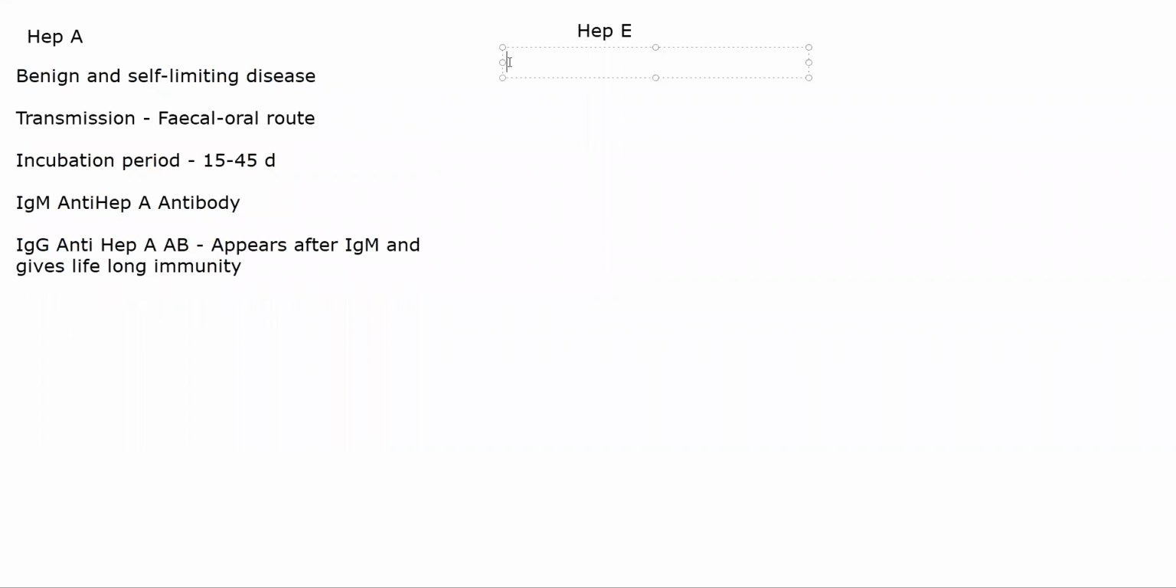There is another very common parasite that can get transmitted through the fecal oral route. I'm sure you must have studied it in dysentery and diarrhea. Think, where else have you studied about the fecal oral route?